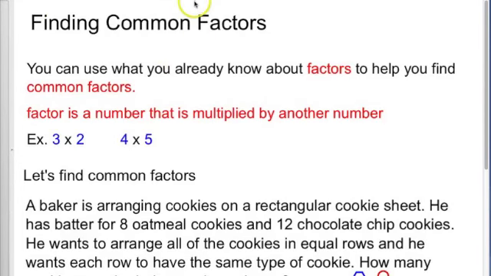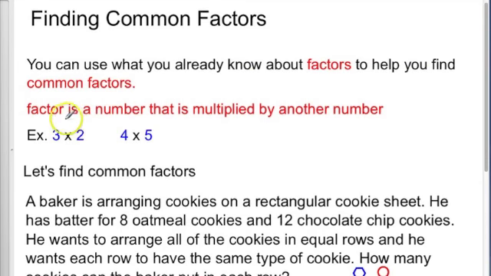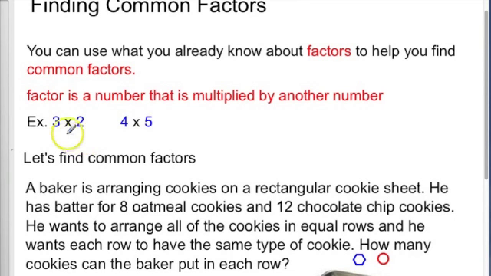Today we're going to be looking at finding common factors and common multiples. We're going to start with finding common factors. You can use what you already know about factors to help you find common factors. A factor is a number that is multiplied by another number. And this is what we have already learned in 4th grade.